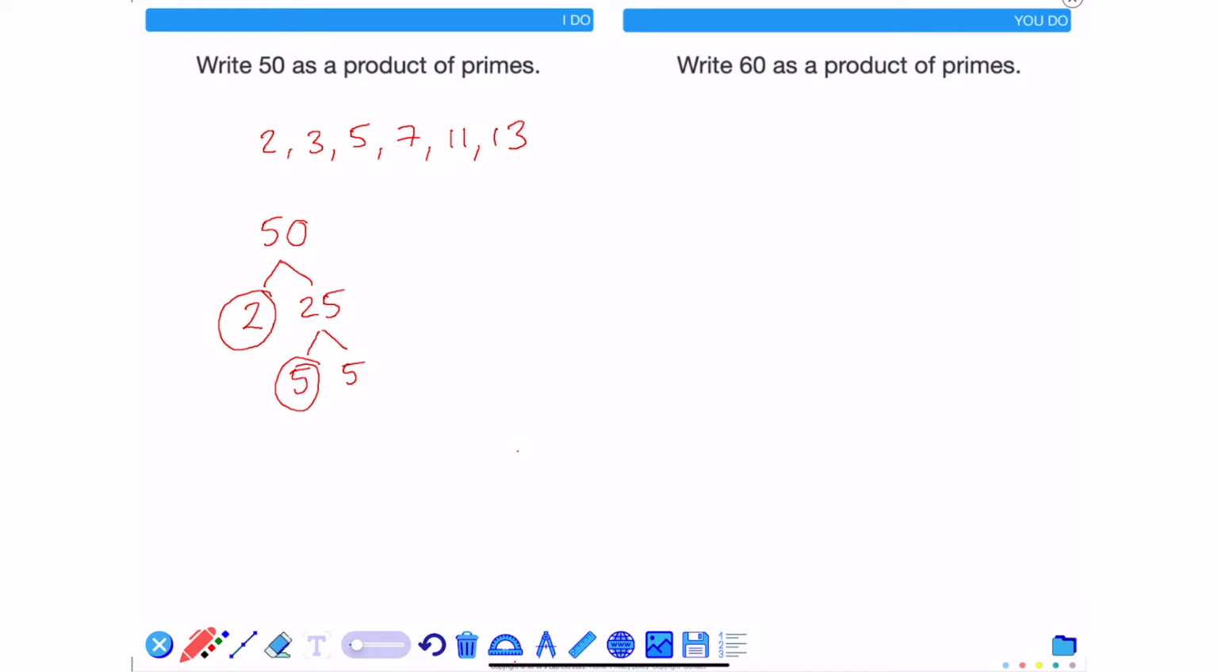And here we can see that on the end of all of my branches, I now have prime numbers. 50 can therefore be written as 2 times 5 times 5, all the numbers that were inside of my circled branches. This can be tidied up using indices, that 5 times 5 is 5 squared, so the answer is 2 times 5 squared. Pause the video here and have a go at the question on the right hand side.